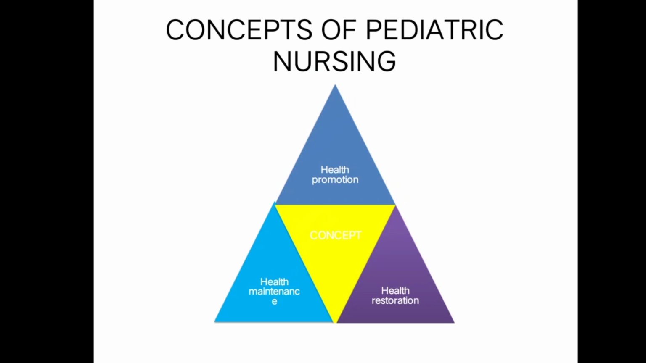Next is the concept of pediatric nursing. In the concept of pediatric nursing, we have health promotion, health maintenance and health restoration. These are the three components of the concept of pediatric nursing. Health promotion means before any occurrence of disease, it is like a primary prevention. So before the occurrence of any disease, you are going to do health promotion in the child.